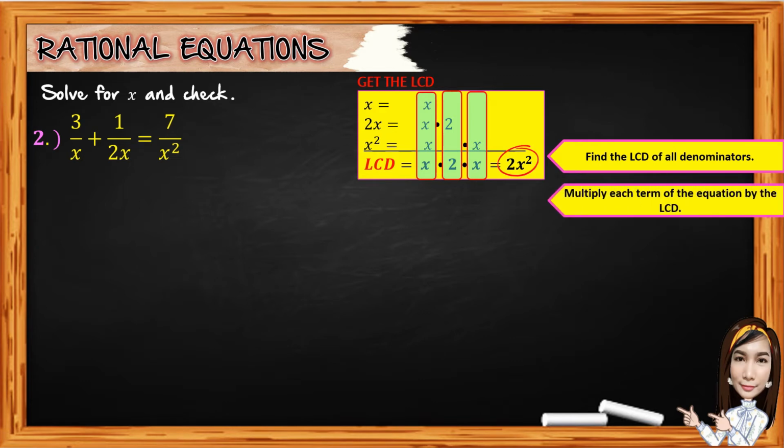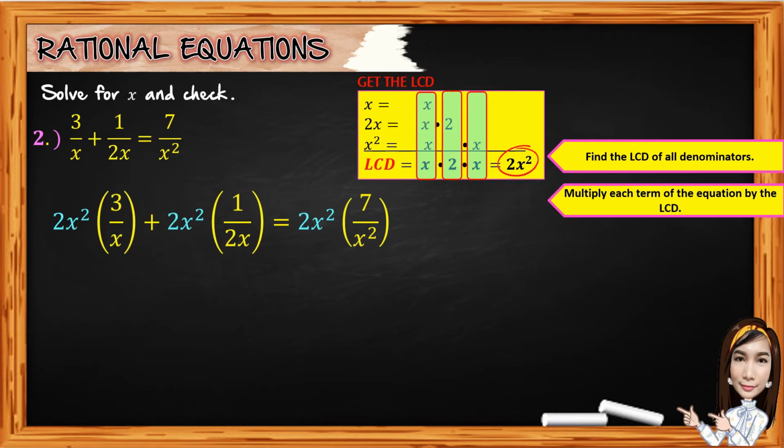Second, multiply each term of the equation by the LCD. So we have 2x squared times the first term 3 over x plus 2x squared times the second term 1 over 2x is equal to, on the right side, we have 2x squared times 7 over x squared. Next, simplify and solve for x.